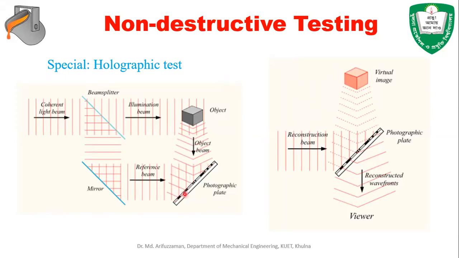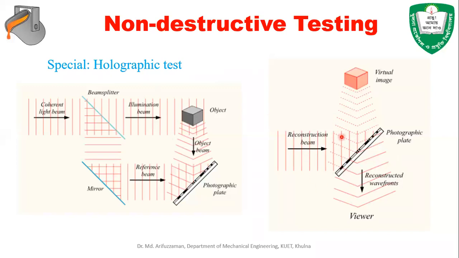Okay, and if you want to see this image again, what you do is use a reconstruction beam of the same wavelength as the reference beam. You apply the reference beam in here, and you look at the photographic plate in this way, and then you will be able to visualize the virtual image in there. Okay, that's how holography works.